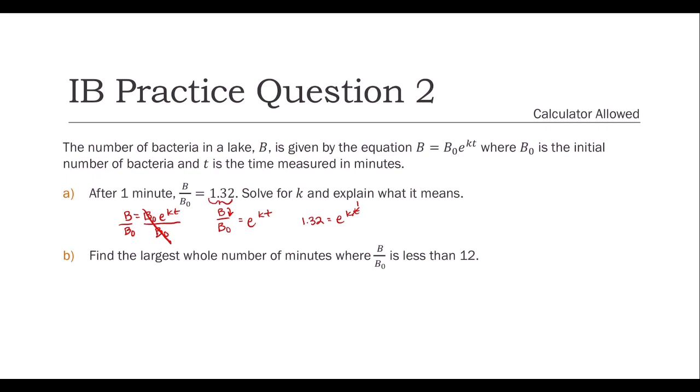And then we can get rid of our e by taking the natural log of both sides. So our natural log of 1.32 equals k. So k equals the natural log of 1.32, which is approximately 0.2776, which you can find using your calculator because the calculator is allowed. So our k value represents the growth rate of the bacteria.